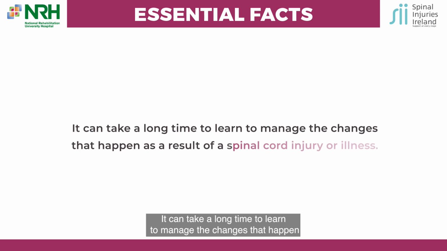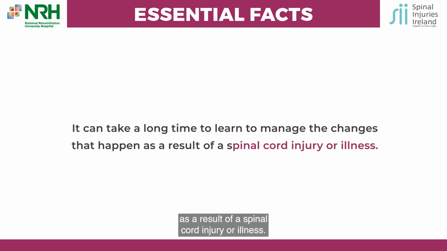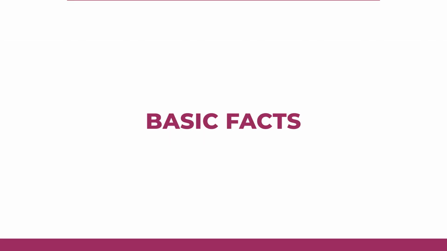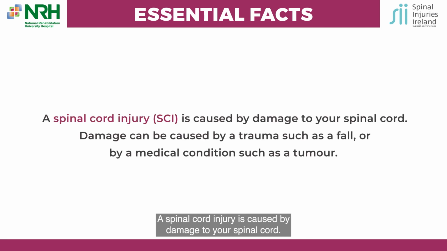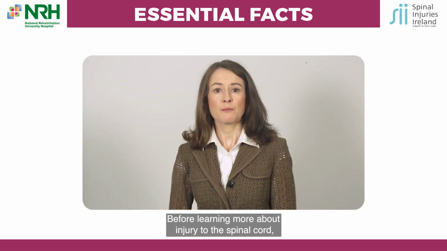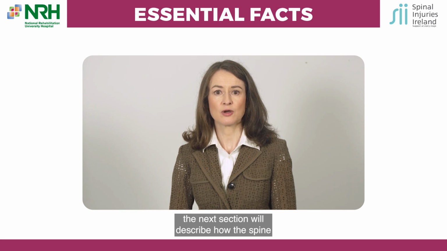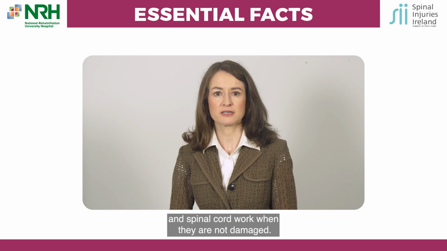It can take a long time to learn to manage the changes that happen as a result of a spinal cord injury or illness. Basic facts about spinal cord injury. A spinal cord injury is caused by damage to your spinal cord. Damage can be caused by a trauma, such as a fall, or by a medical condition, such as a tumour. Before learning more about injury to the spinal cord, the next section will describe how the spine and spinal cord work when they are not damaged.